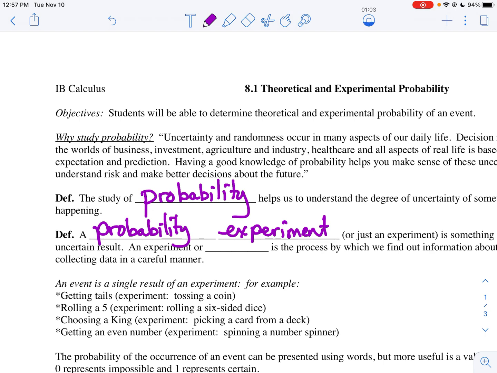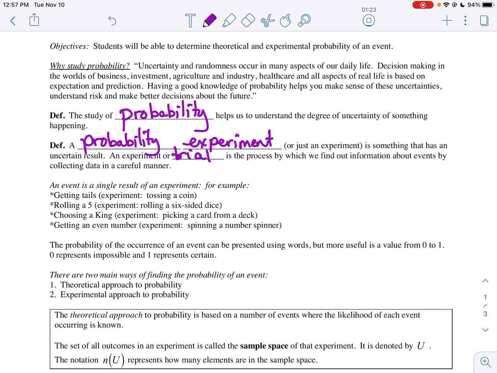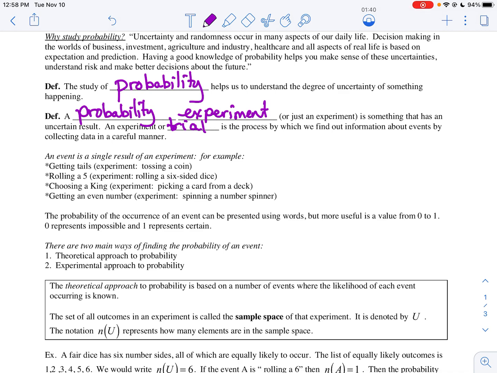A probability experiment, or just an experiment, is something that has an uncertain result. An experiment or trial is the process by which we find out information about events by collecting data in a careful manner. An event is a single result of an experiment. So getting a tail, the experiment would be tossing a coin. Rolling a 5, the experiment would be rolling a 6-sided dice. Choosing a king, the experiment would be picking a card from a standard deck of cards. Getting an even number, the experiment could be spinning a number spinner.